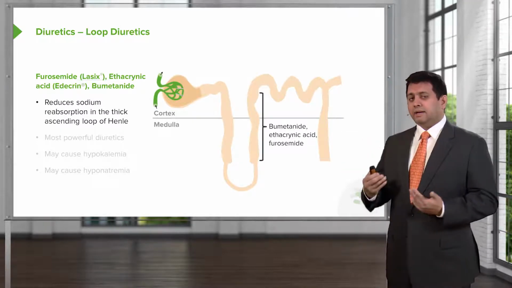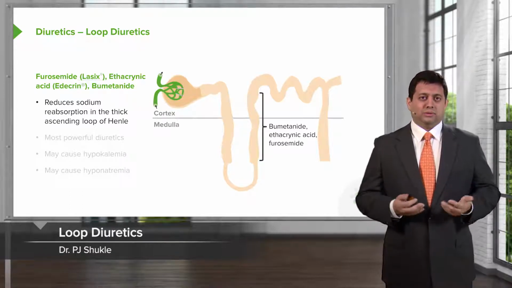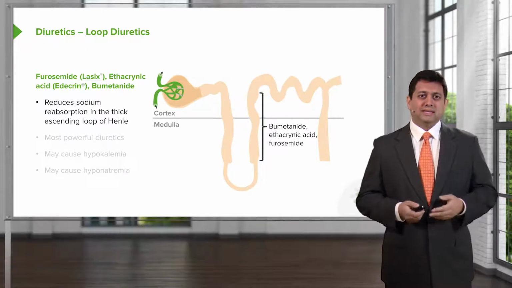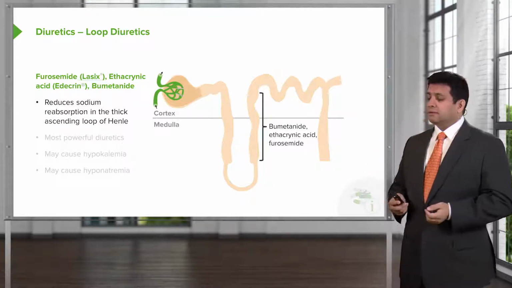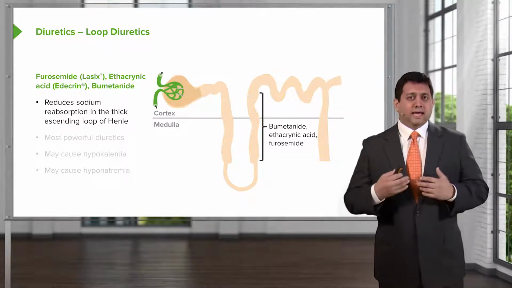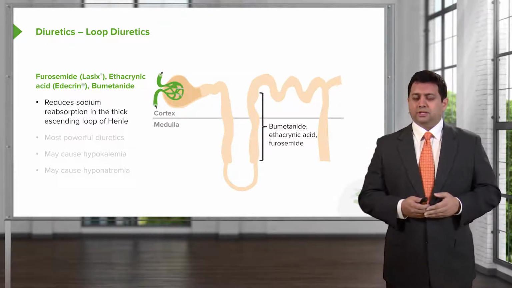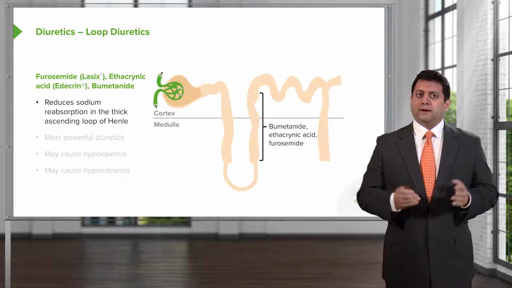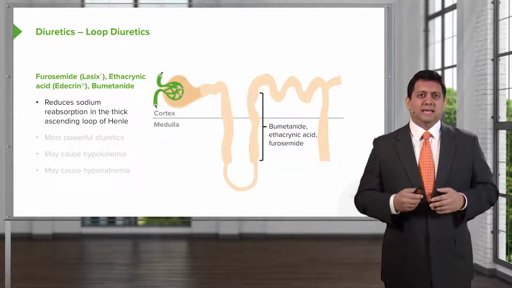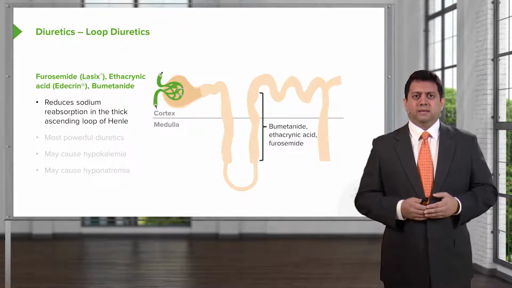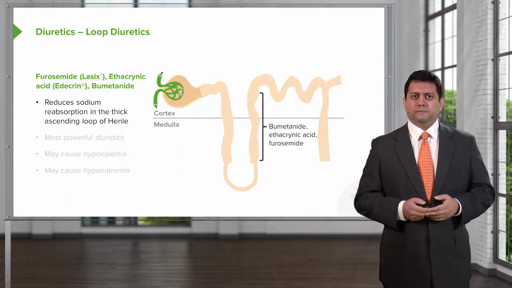The loop diuretics are very powerful diuretics. The prototypical drug is furosemide, sold as Lasix all over the world. One of the newer loop diuretics is ethacrynic acid or Edecrin. Ethacrynic acid is often used when people have an allergy to furosemide. Finally, there is another loop diuretic called bumetanide. It's not particularly used, but if you have allergies to the other two medications, we can resort to it.